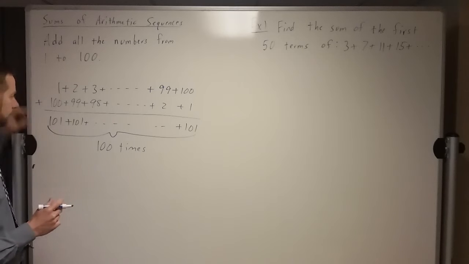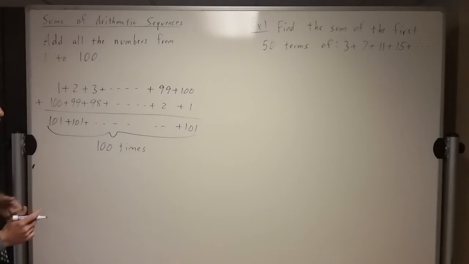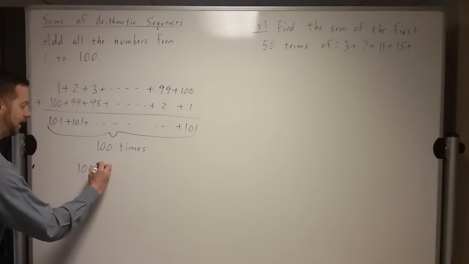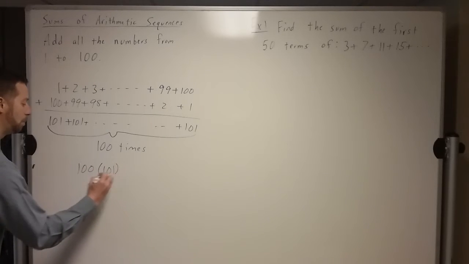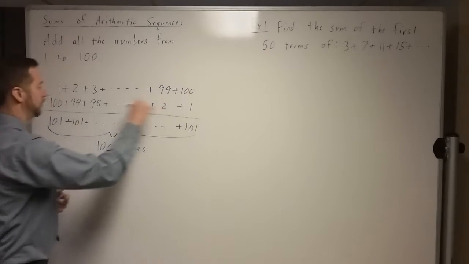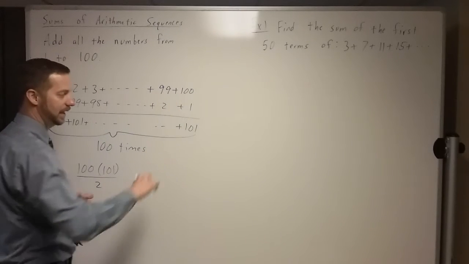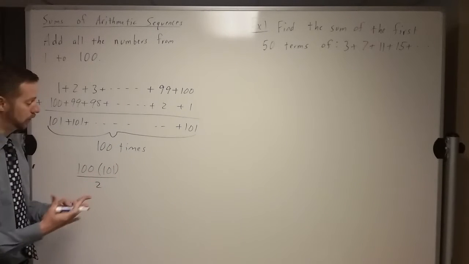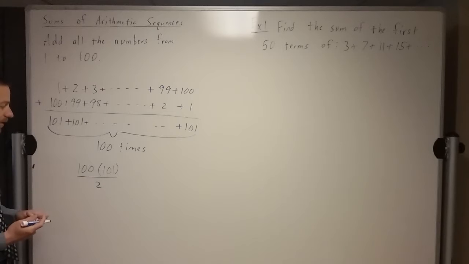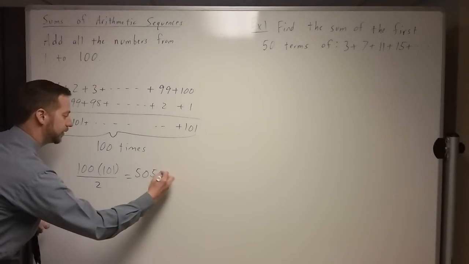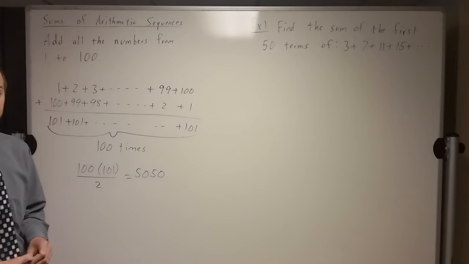Now there's a problem though. Do you notice we have every number here twice? So if I just did 100 times 101, but then divided it by 2, because I added all the numbers from 1 to 100 once, and added all the numbers from 1 to 100 again. So when I do this 101 times 100, I'm getting double the correct answer, so divide that by 2. And if you do this, you get the answer for the sum of the numbers from 1 to 100 is 5,050.